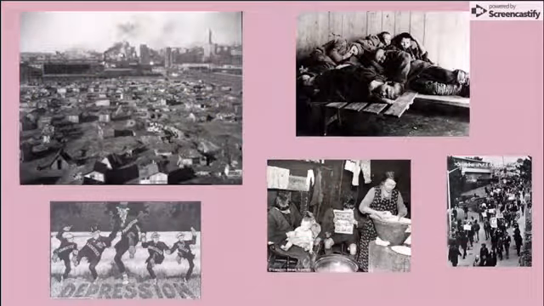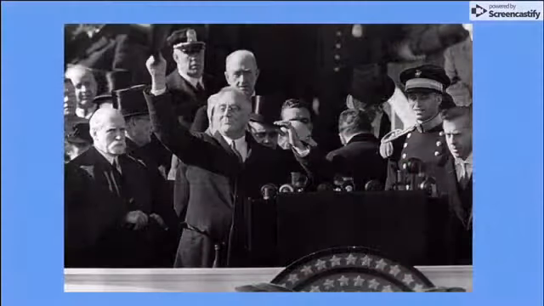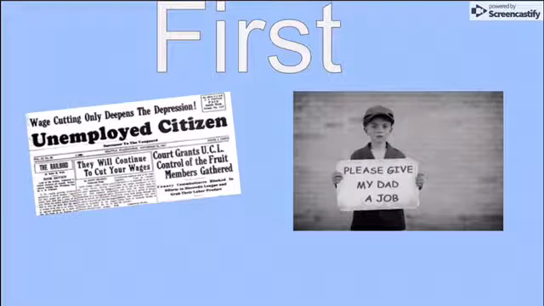One of the primary reasons Roosevelt won the presidency in 1932 was because he promised to try and do something to end the economic crisis that the country was facing. As he entered the office, he hoped to do three things. First, he hoped to provide relief for the poor and unemployed.